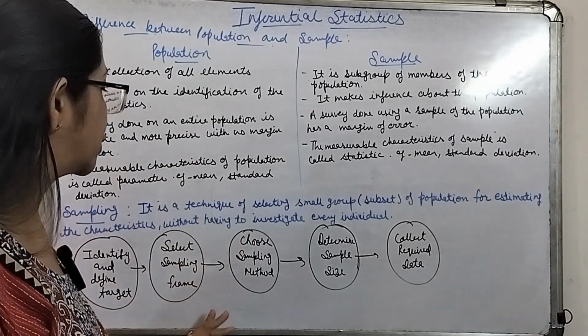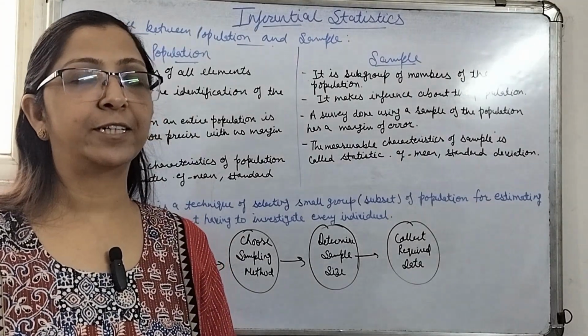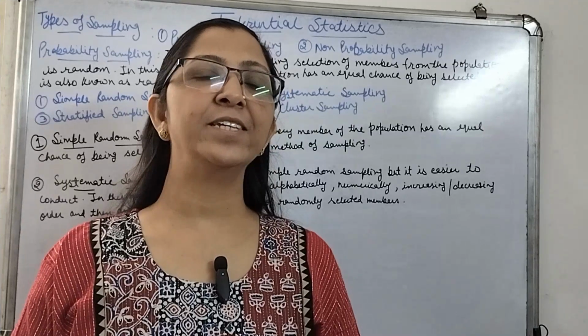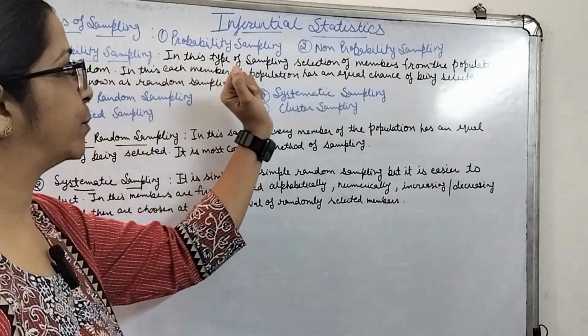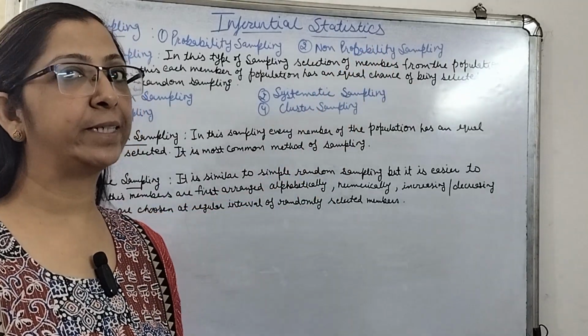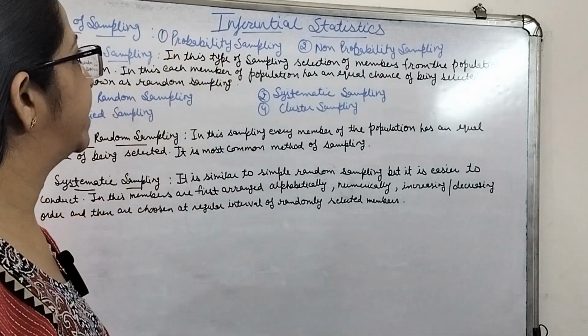Now we will learn what all the methods of sampling are. Let's see the various types of sampling. There are two types of sampling. One is probability sampling, another is non-probability sampling. Now let's see what probability sampling is.